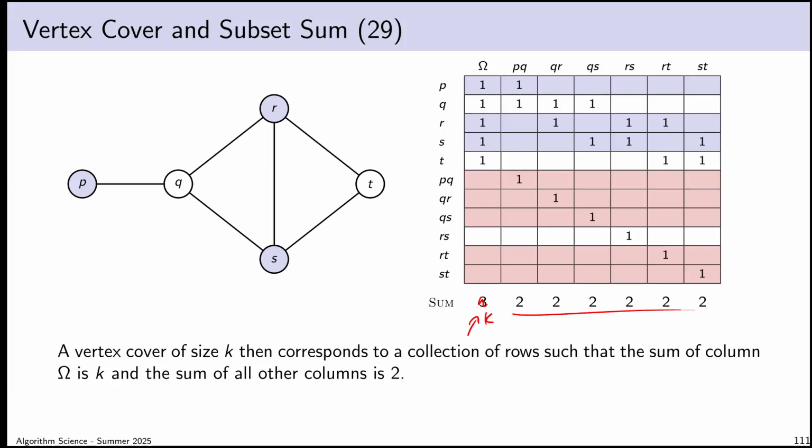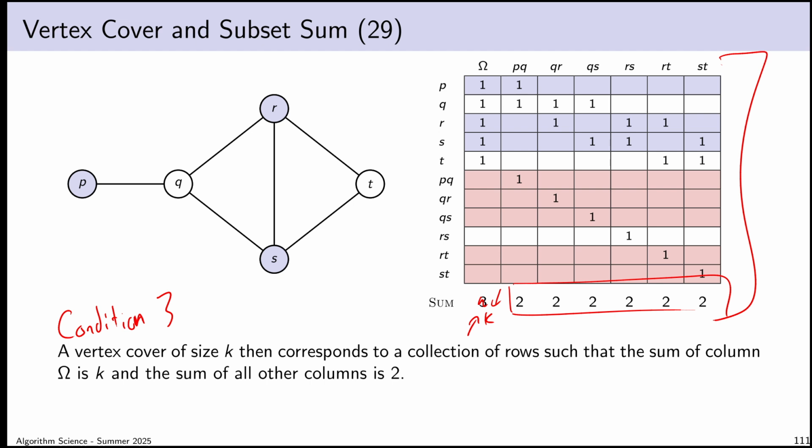I guess I should have called this condition 3. So this is the final version of the final condition that we need. I now have a way of using this sum of rows of this matrix as a way of finding vertex covers. Find some subset of the rows such that the sum has a k in the first position and 2's in every other position. Now, the question here is, how do I turn this into the subset sum problem?